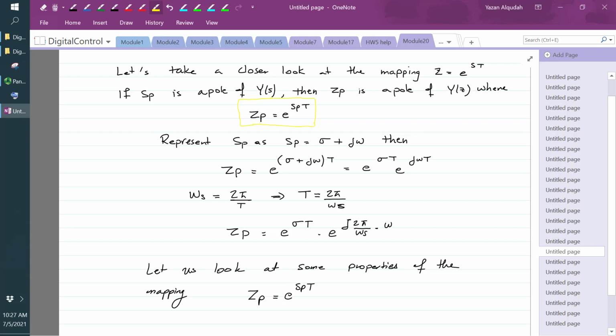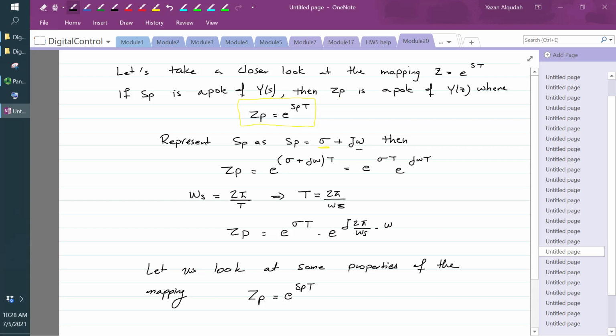Now what I want to do is see how this mapping in general works for any location in the S domain. So I want to look at how poles map from the S domain to the Z domain. To do that, I'm going to come to sp and say, okay, sp is a complex number. The pole is going to have a real part that we call sigma, and an imaginary part that is omega.